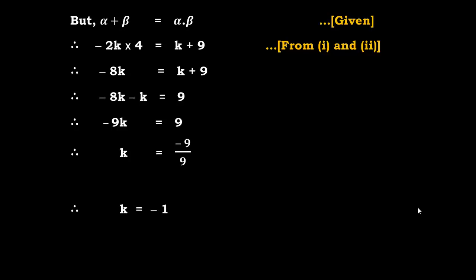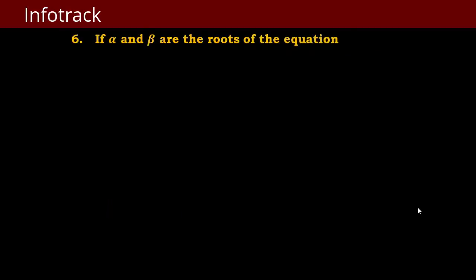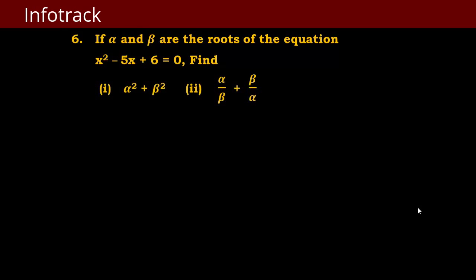So we have k is equals to minus 1. See student, remember here in the given it is mentioned the roots of the quadratic equation, their sum and product is equal, therefore you have to consider alpha plus beta is equals to alpha into beta. If alpha and beta are the roots of the quadratic equation x square minus 5x plus 6 is equals to 0, first find alpha square plus beta square, and second alpha upon beta plus beta upon alpha.